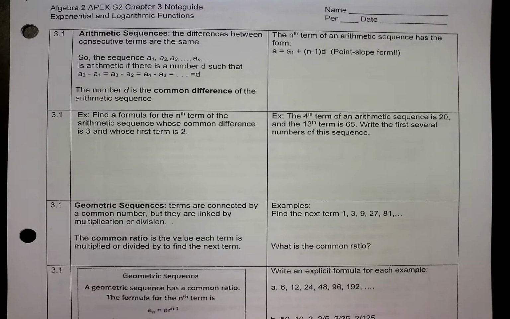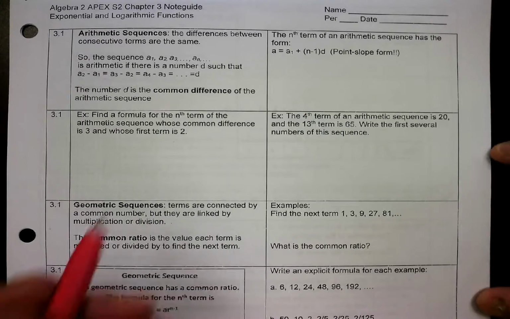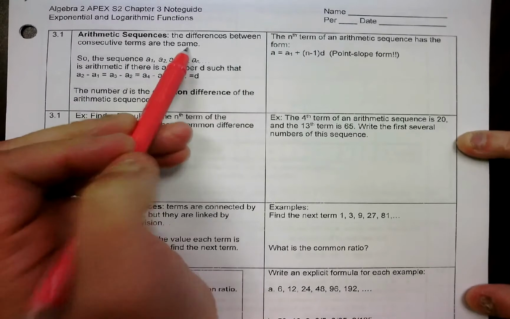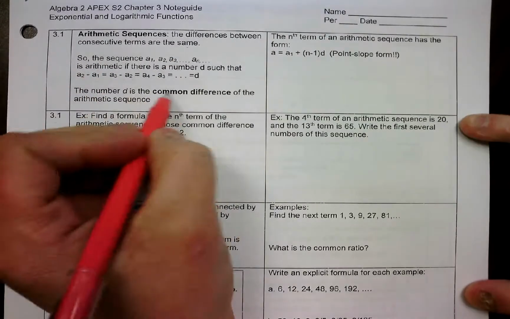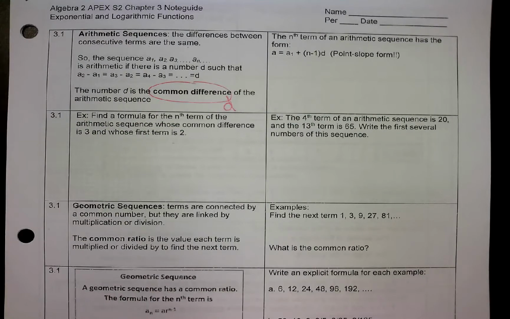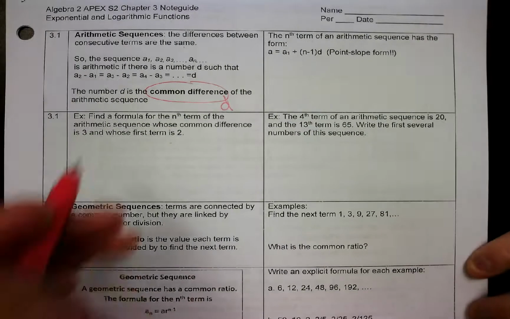We're going to start with arithmetic sequences. Arithmetic sequences are essentially lines. The difference between consecutive terms is the same. In other words, it has a slope. The slope in this case is called the common difference, or d. But it's really, once again, just the equation of a line.